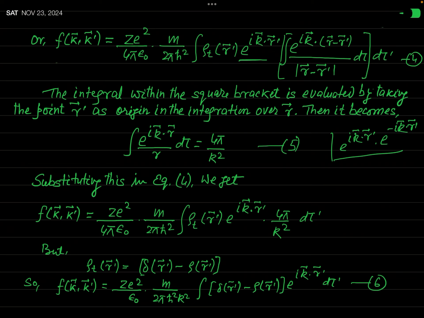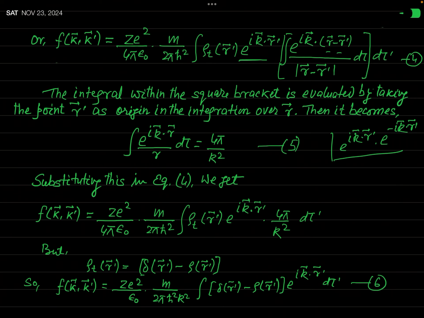Actually, that algebra has been used here. You can see inside this square bracket I have written the integral of e to the power i kappa dot r minus r dashed. So this e to the power i kappa dot r dash times e to the power minus i kappa dot r dash will be equal to 1, and so our result remains the same.